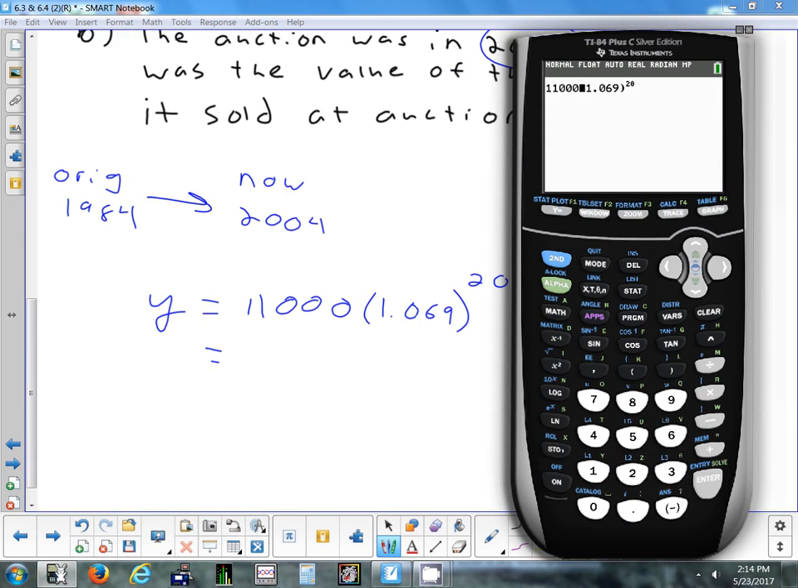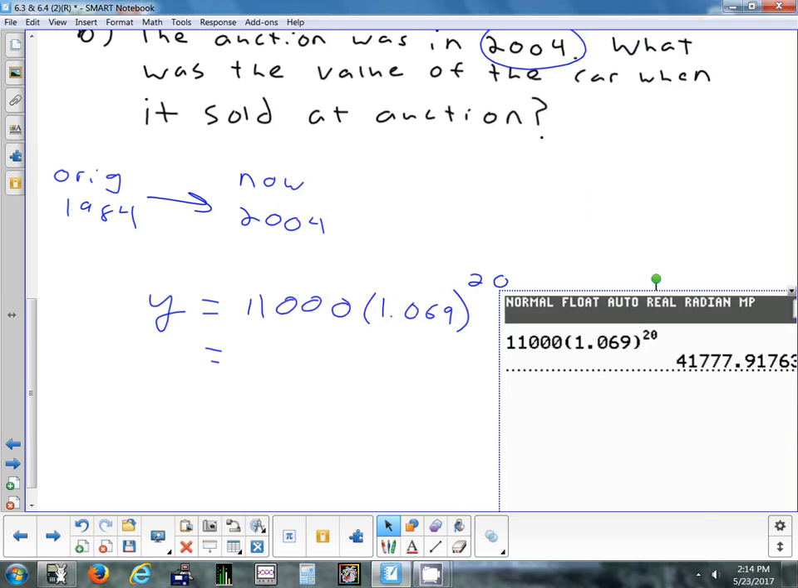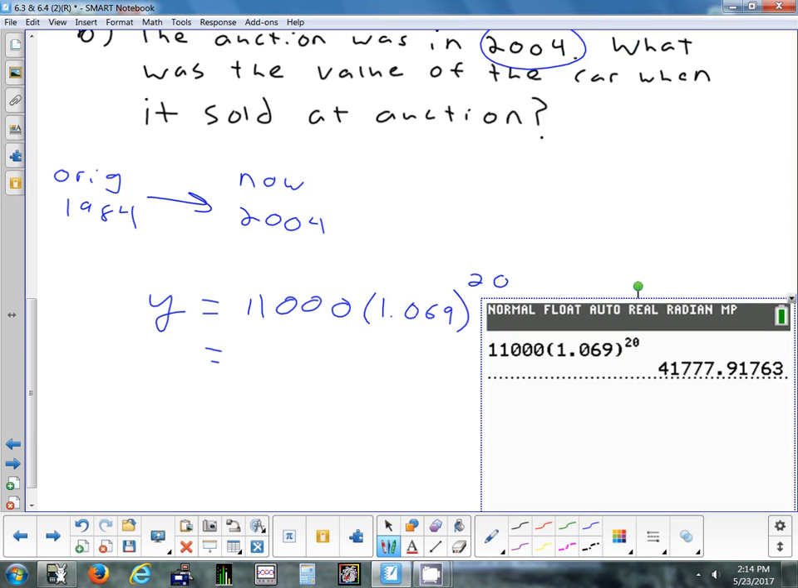They can do it that way on their calculator too, right, Mr. Hager? Yep. It'd be fine. But if you put times, like Mr. Hager did originally, times with the parentheses, it still comes out to the same thing. So, what is the value of the car in 2004? $41,771 and 92 cents. Exactly.